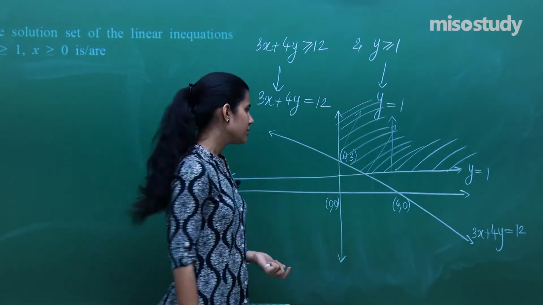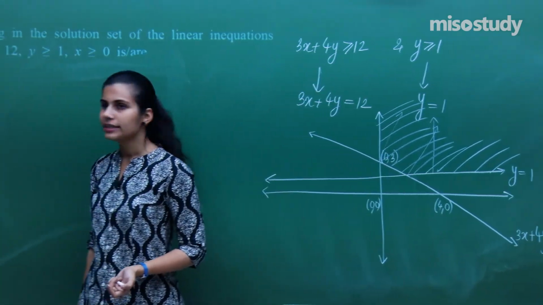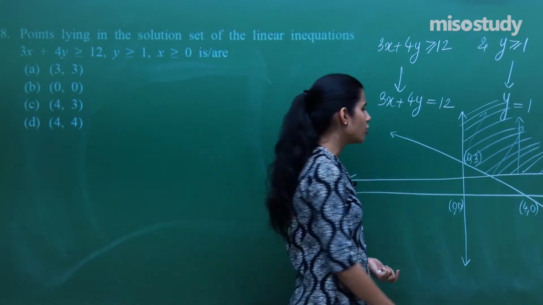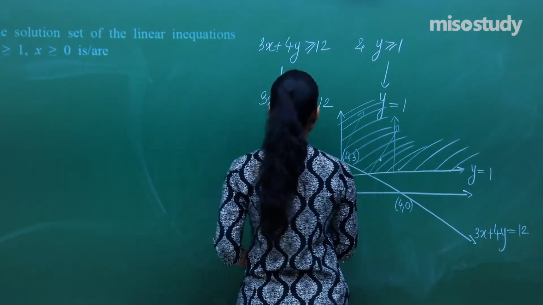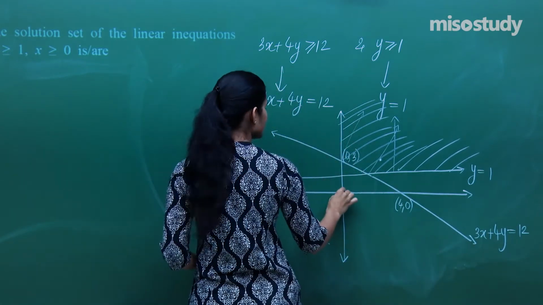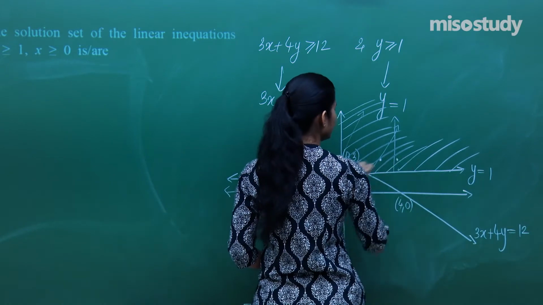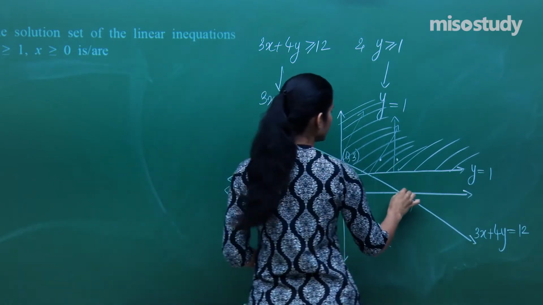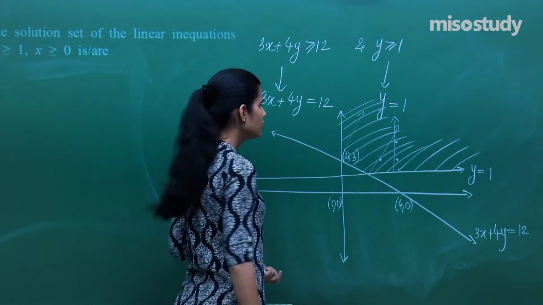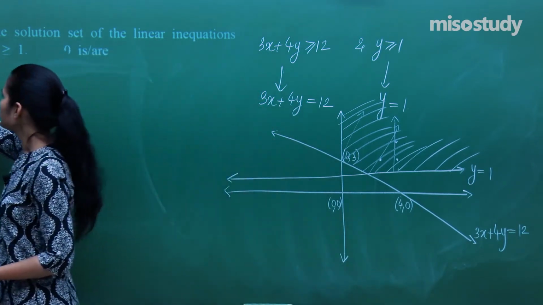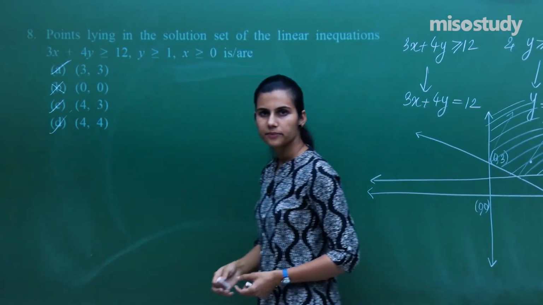The above side of the line, the above side of y equals 1, and in the first quadrant as well. Now it is saying that if this is the solution set, 3, 3 is a point lying in the solution set. Yes, of course, 3, 3 will definitely be lying in the solution set. 0, 0 is not lying in the solution set. 4, 3, yes, it will be lying in the solution set. And 4, 4 will definitely be lying in the solution set. So this is going to lie, this is going to lie, this is going to lie, but this is not going to lie.